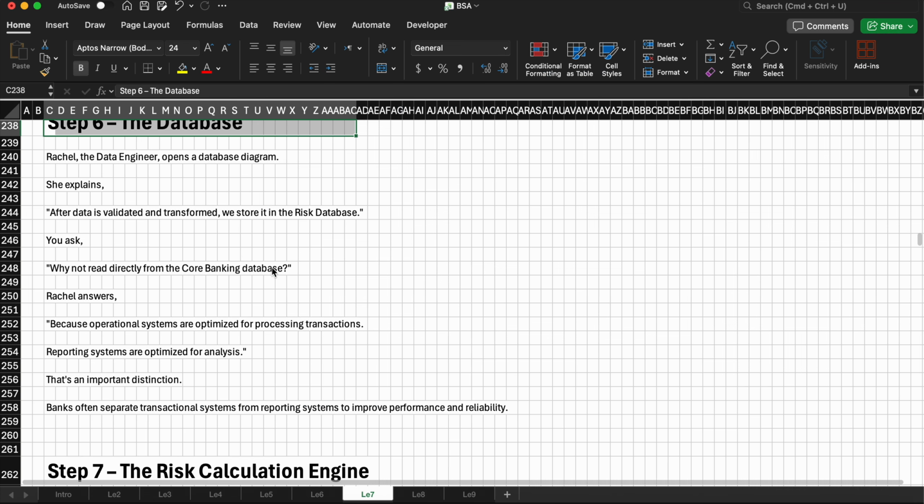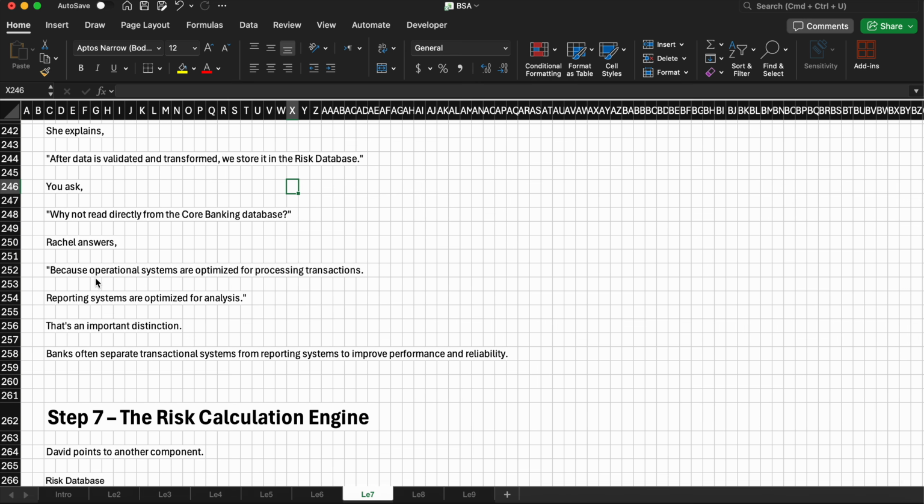So that's the question we have. That's a valid question, right? After data is transformed and everything is ready, why do we need to store it in the risk database? Can't we read directly from the core banking database? Rachel answers, because operational systems are optimized for processing and transactions, right? Reporting systems are optimized for analysis, right? That's an important distinction here, right?